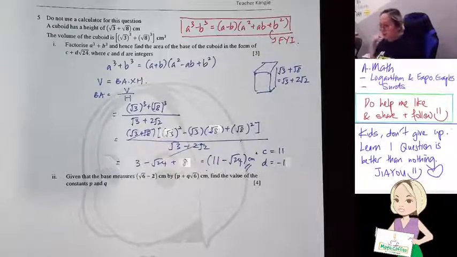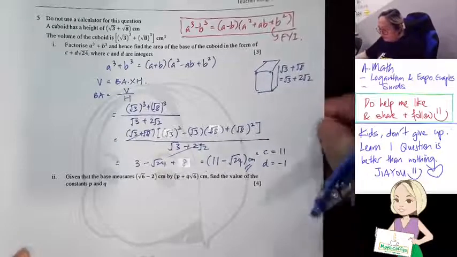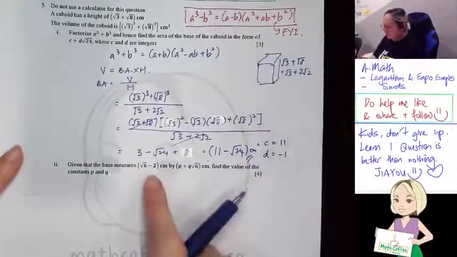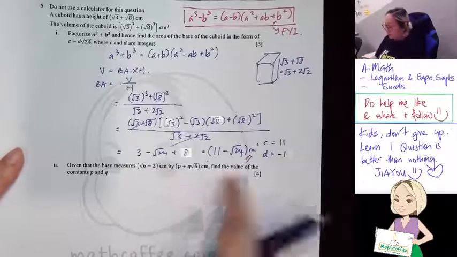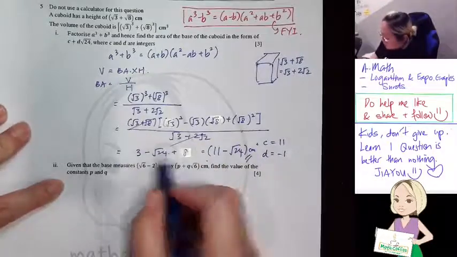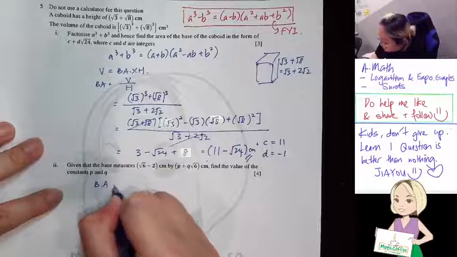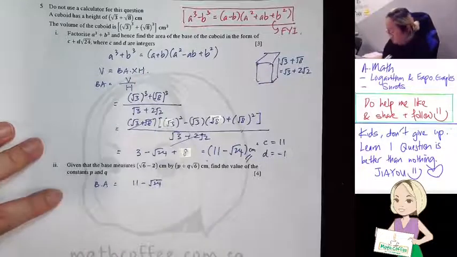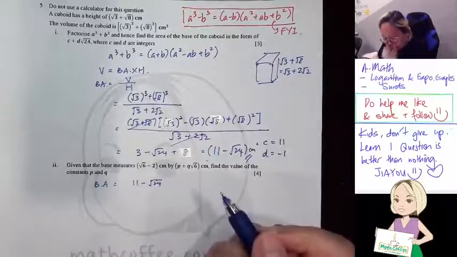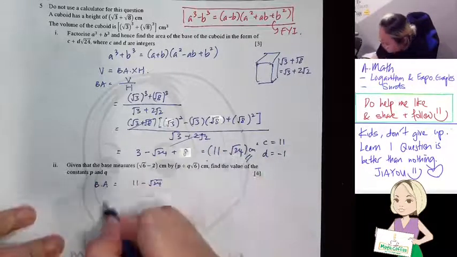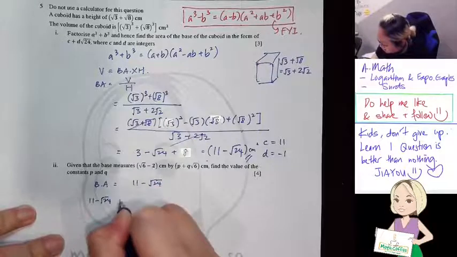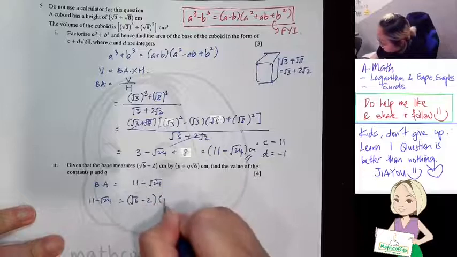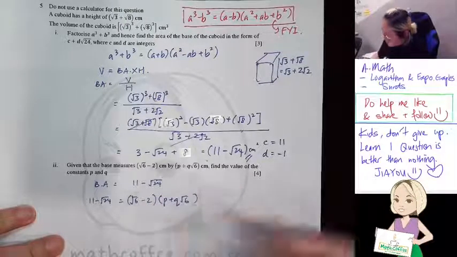Okay, last part. Given that the base, measure this by this. Find the value of the constant. So I already know my base area is 11 minus square root 24. So they tell me that 11 minus square root 24 is actually equals to square root 6 minus 2 multiplied by p plus q square root 6.